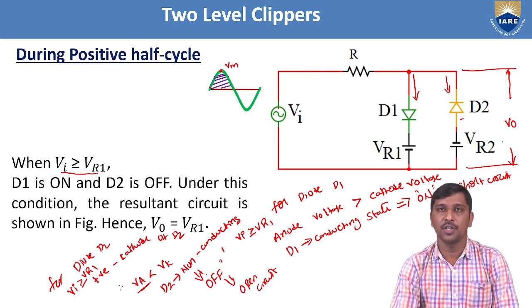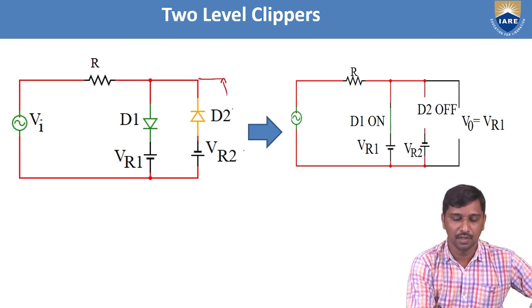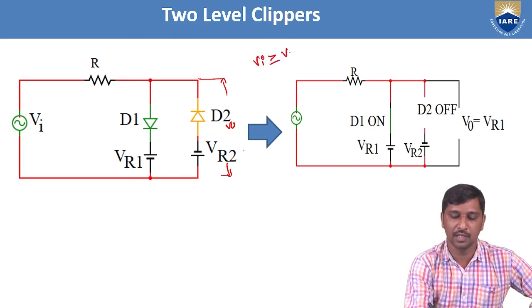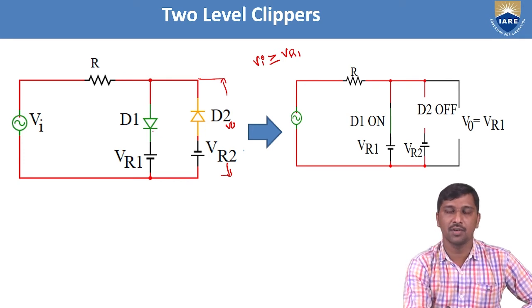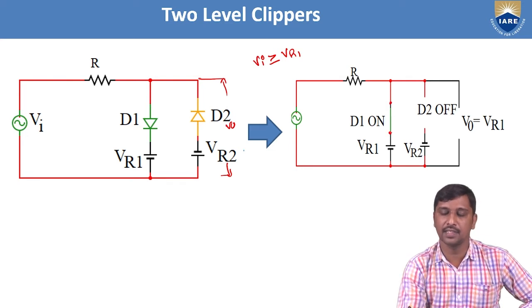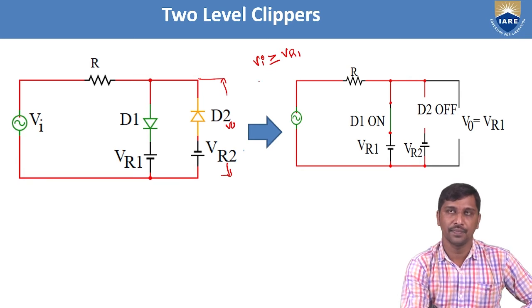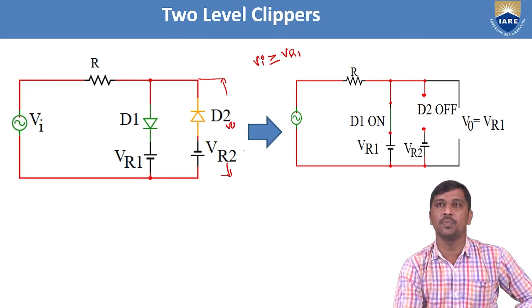From this, I'm going to redraw this equivalent model. So this is our circuit, and based on this approach, when Vi is greater than or equal to VR1, we observe here that D1 is replaced by on mode, meaning a short circuit path. So here I have drawn D1 replaced with a short circuit path. At this given input voltage, diode D2 acts as non-conducting, hence it is replaced with an open circuit. So D2 is replaced with an open circuit.